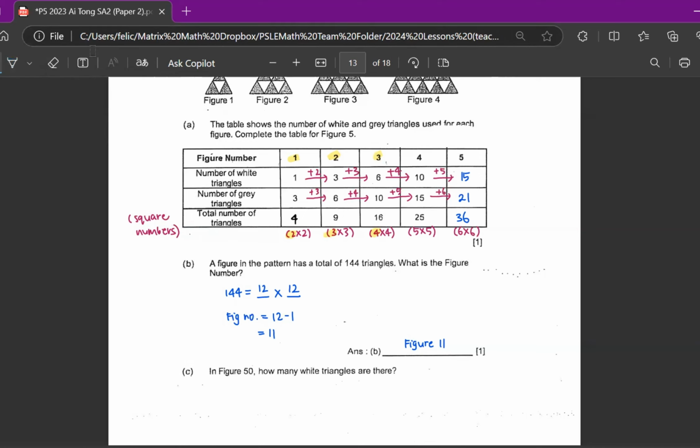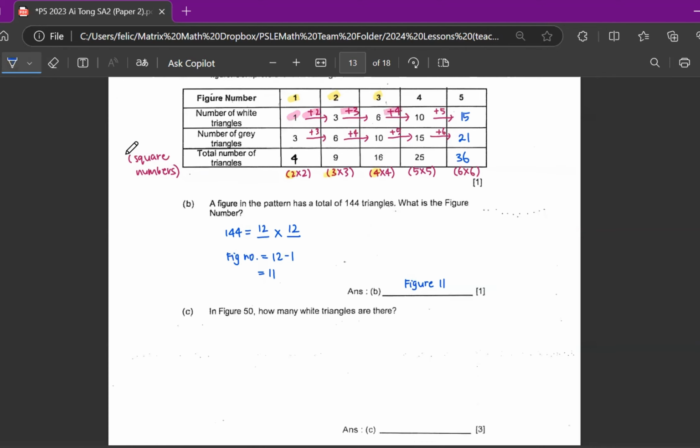I'm going to start off with the first figure, the first white triangle in figure 1. It's a 1. One piece of white triangle. And I'm going to keep on increasing numbers to it because of the plus 2, the next one. So you notice to get to figure 2 is 1 plus 2. To get to figure 3 is actually 1 plus 2 plus 3. Notice that? To get to figure 4, it's 1 plus 2 plus 3 plus 4. So I hope you see the pattern here.